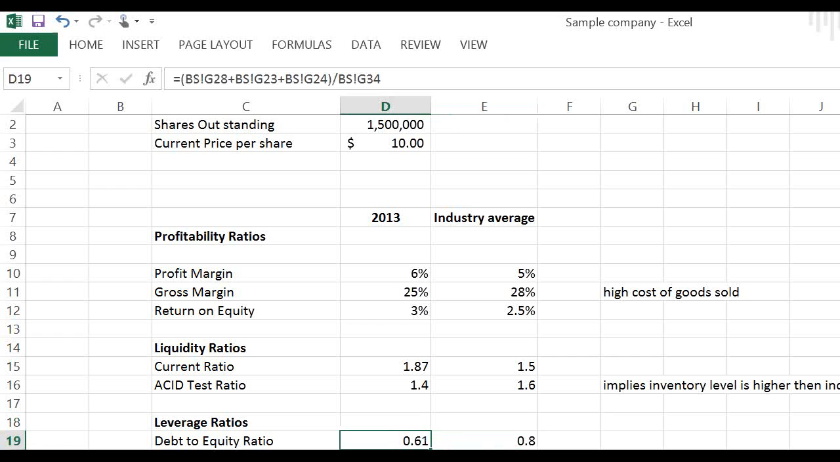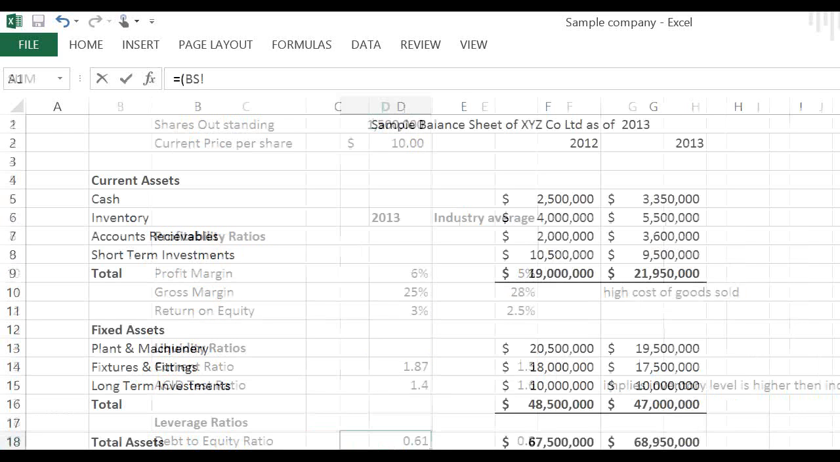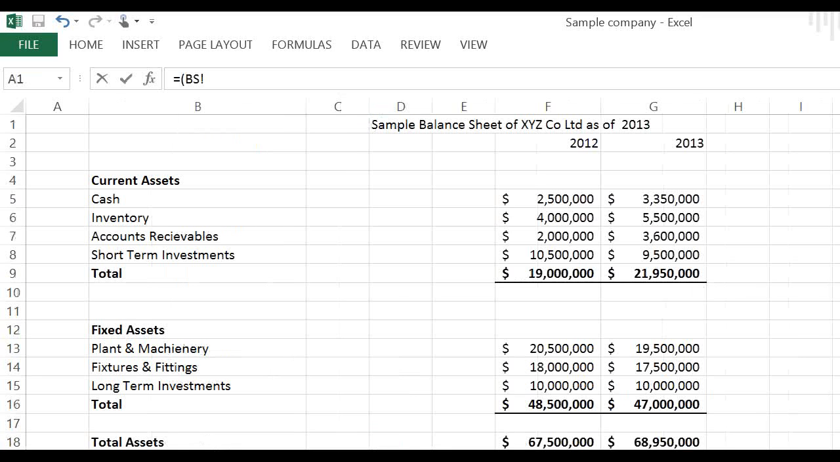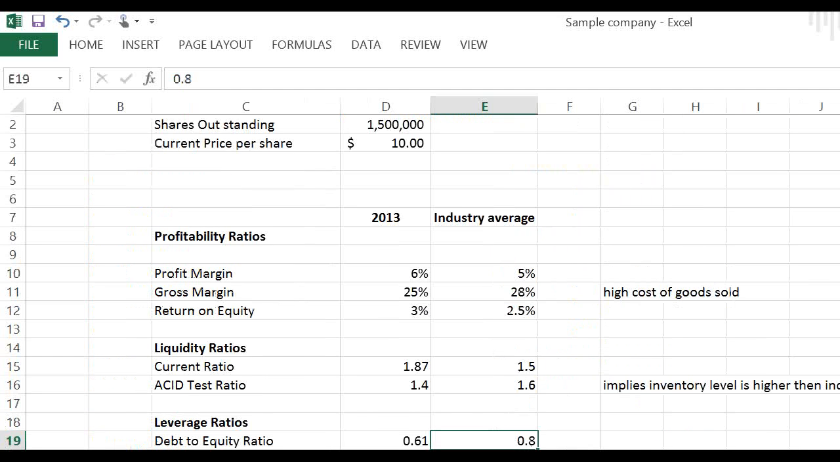We go to the leverage ratios. First ratio is debt over equity. So we press the equal to button. We have to choose all the interest-bearing debt in the balance sheet. So that will include the long-term debt, the short-term debt, and we would also add the current portion of long-term debt, divided by shareholders' equity. The ratio is 0.61. The industry average is 0.8. So it basically means that the company has less debt compared to the industry. We can say the company is not as leveraged as the general industry is.